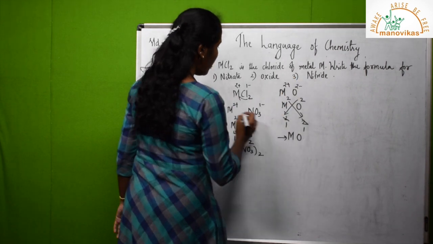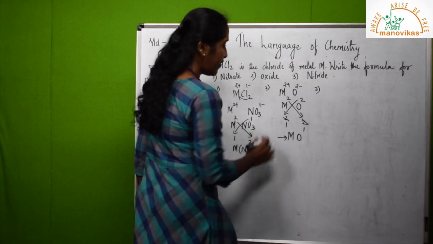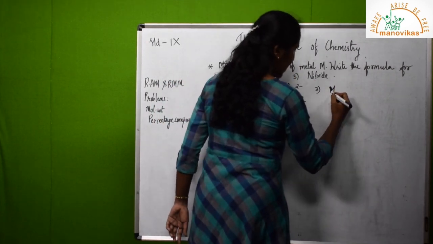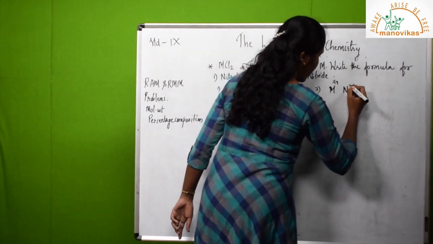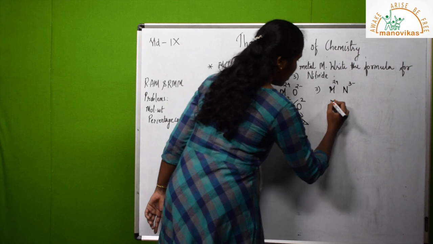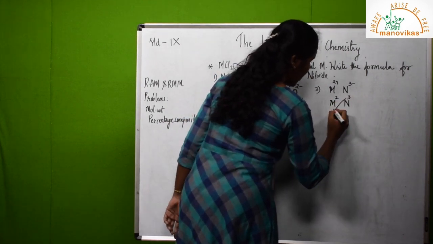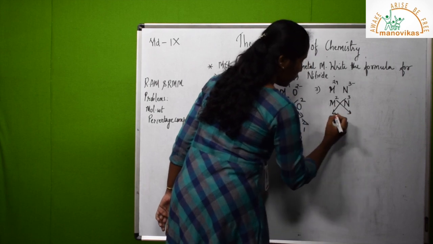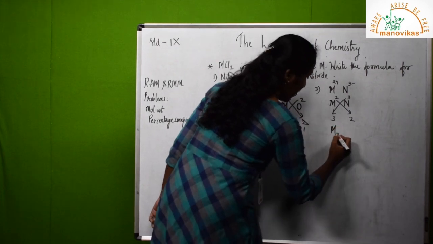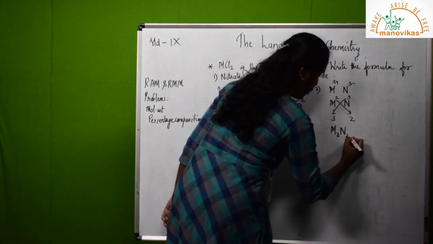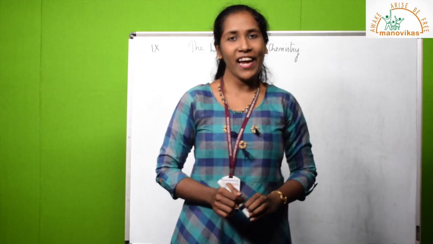Let's go for the third one. You have nitride. As you know the valency for metal, it is M2 plus. Nitride. For nitride, we write N3 minus. So remove the sign. So it will be 2 and N is 3. So interchange the valency. So this 3 will come over here and 2 will go down. So M3N2. That is the formula for metal nitride.